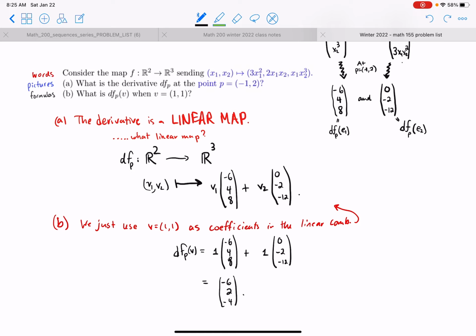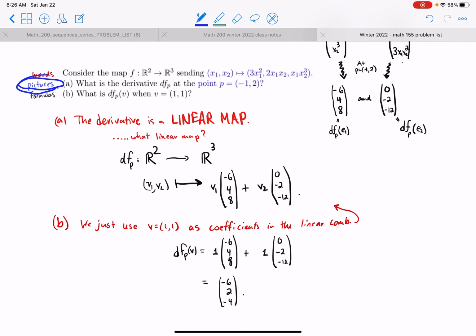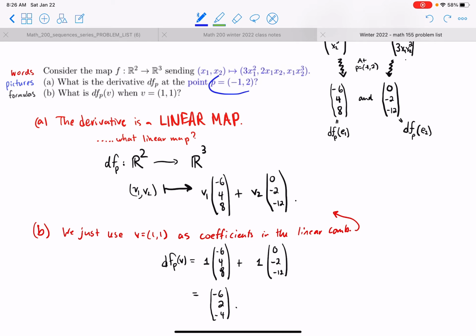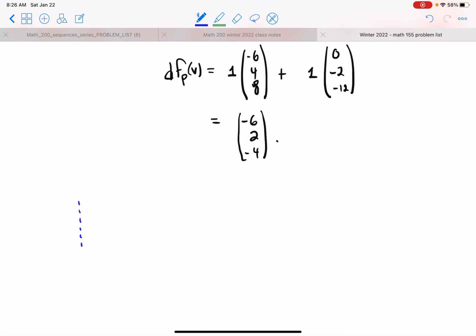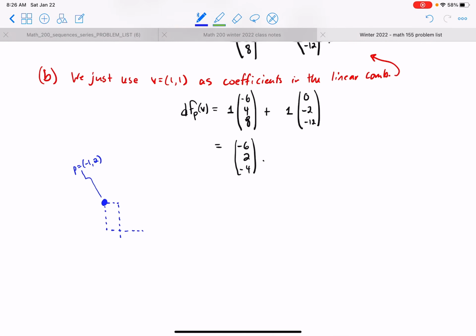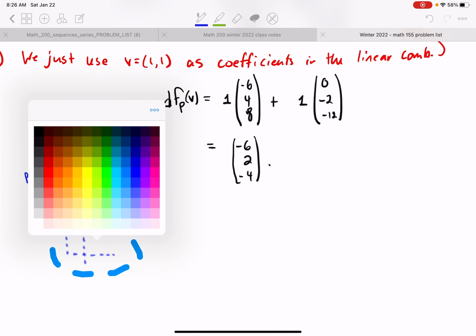Excellent. We have words, we have formulas. Where are the pictures? Okay, so this picture, I need the point -1, 2. I can actually pretty much do that point, so let's go to our input space. -1, 2 is maybe here. That's p equals -1, 2. And then our output space, I'm just going to make this gray.